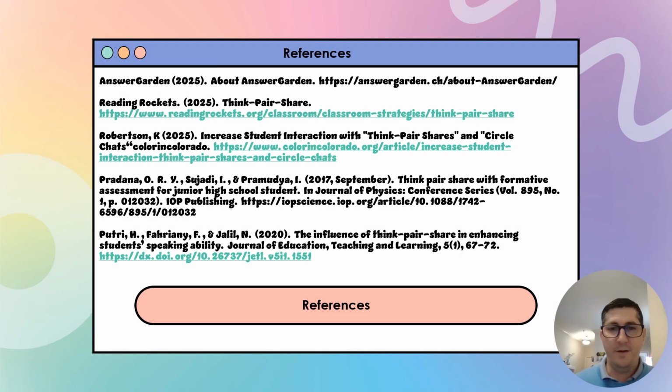And if you want further reading on these strategies, Answer Garden is right there. I love to use that. Reading Rockets, which is great for literacy and reading, has some great information on using Think, Pair, Share. Robertson K has a lot of stuff on ESOL and ELL students. And the bottom two there are more academic, but they're showing how Think, Pair, Share can increase student engagement, therefore increasing student academic gains.